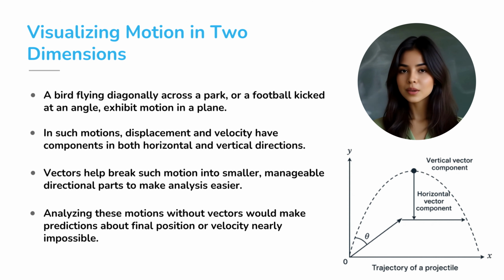For example, we can break the ball's velocity into two perpendicular directions, horizontal and vertical, and use separate equations to study each. The total motion forms a curved path, but vectors let us treat each axis individually to calculate where and how fast the object is going. Without vectors, we wouldn't be able to predict trajectories or final positions in such curved motion accurately.